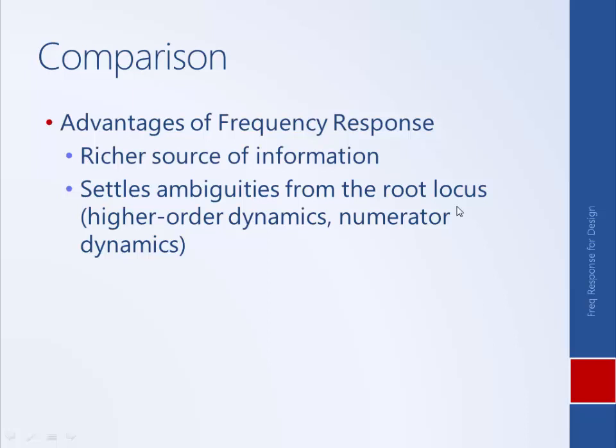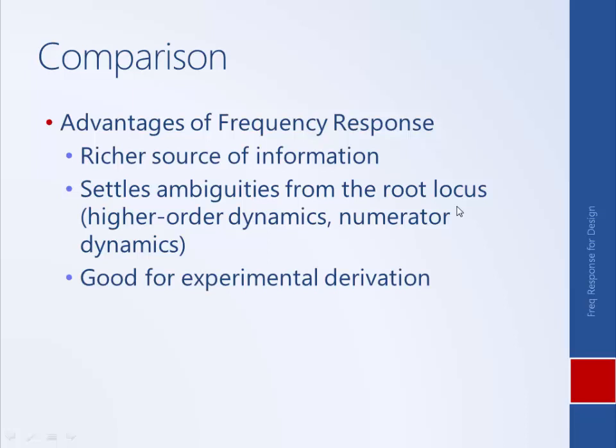So we understand this concept of a pole zero cancellation and how they reduce the effect of one another, but how much do they reduce the effect? That you can't really see from the root locus, but you can see it from the frequency response. And I'll try and exemplify that as we go through more examples.